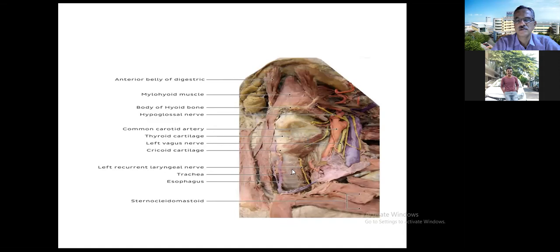This image gives a fair idea about the relations of the cervical esophagus. Anteriorly, we can appreciate the trachea, posteriorly it's the esophagus, in between which we can see the recurrent laryngeal nerve. Little laterally, we can appreciate the lobes of the thyroid gland and the common carotid artery that is much more lateral to the thyroid lobules.